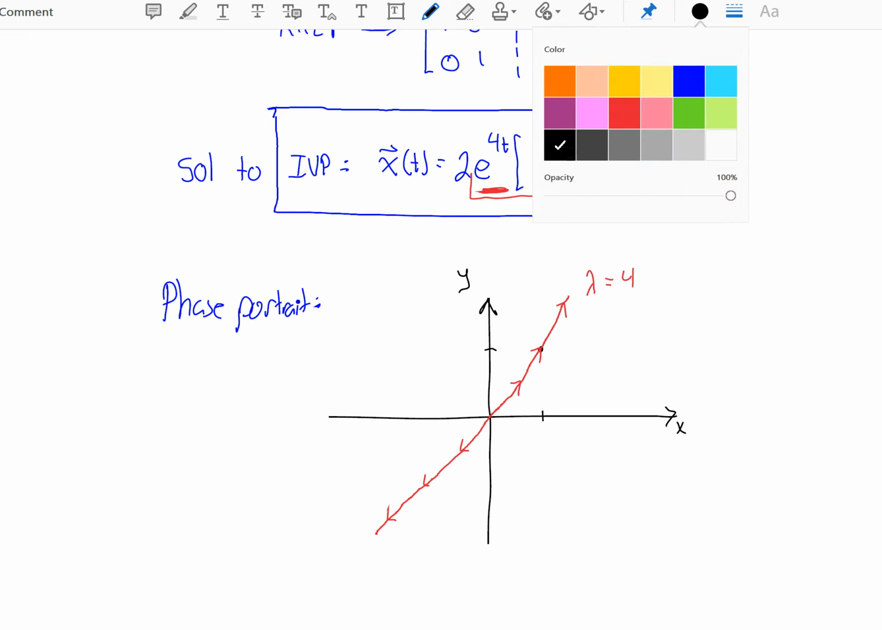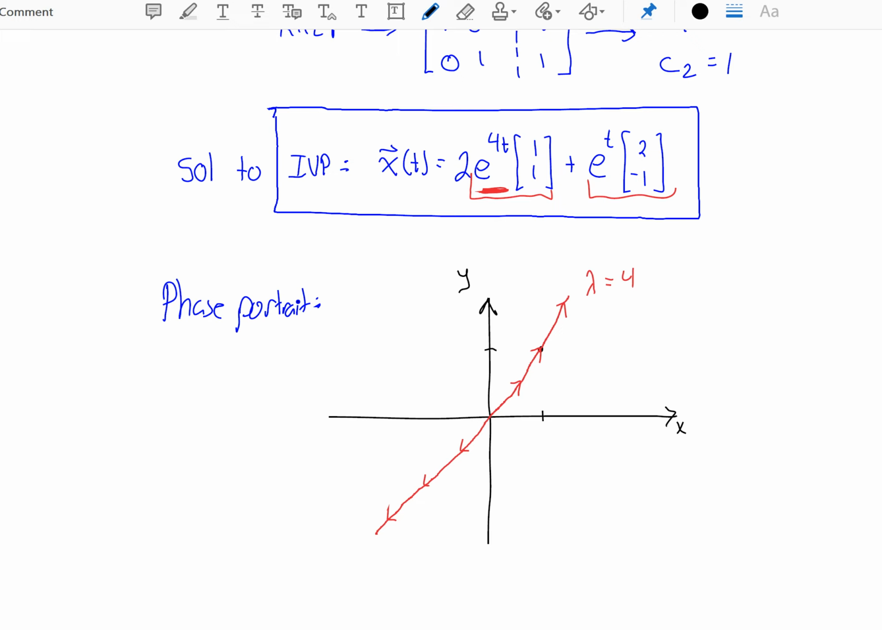Similarly, let's grab our second solution. Our second solution goes through the ordered pair 2, negative 1. Let's draw a line through the origin and through this point. I'm not very good at drawing lines. And this is associated with the eigenvalue of 1. Because our eigenvalue is 1, again, as time goes on, e to the t gets larger, so any initial condition that started on this line will move away from the origin.